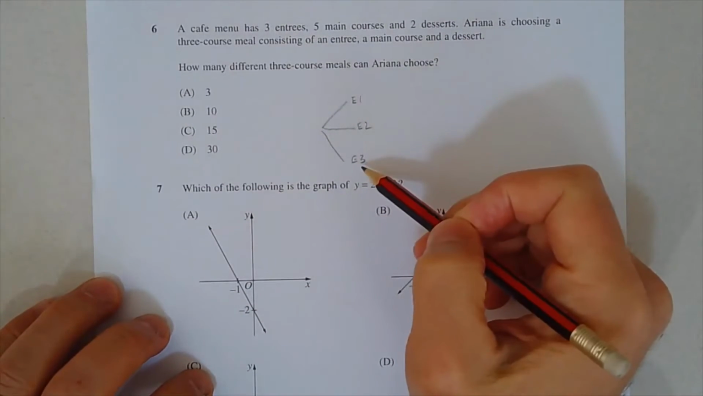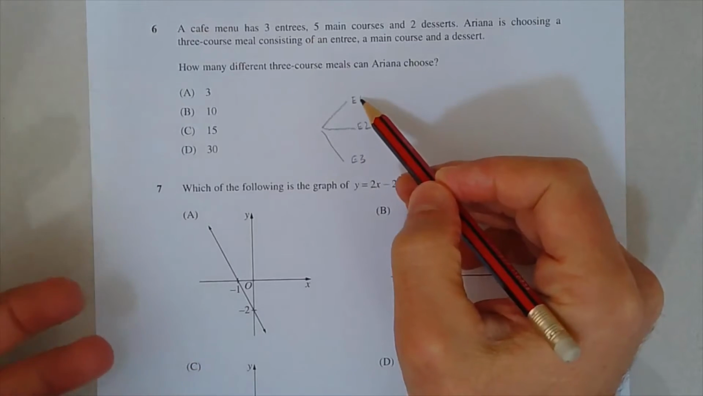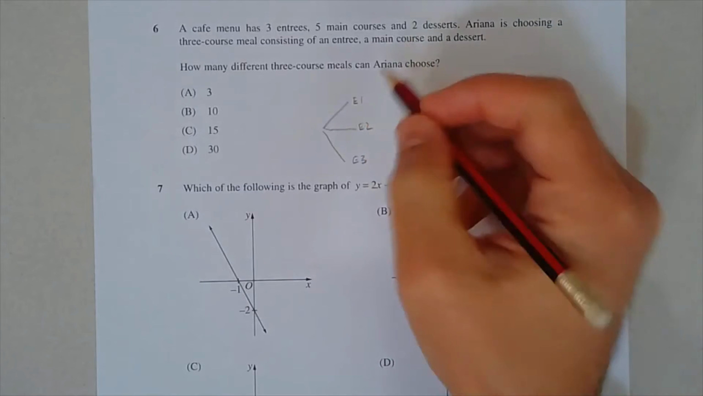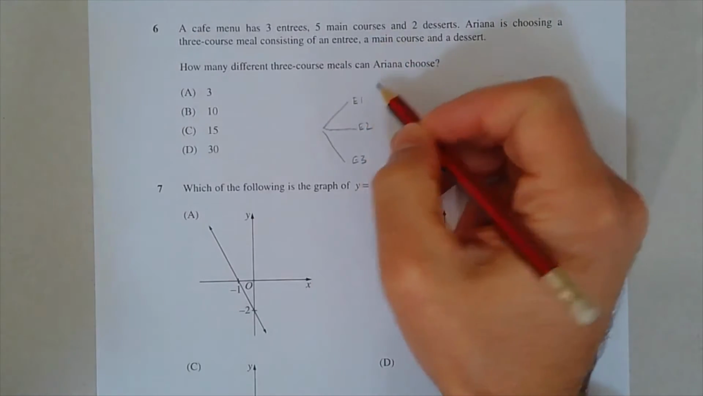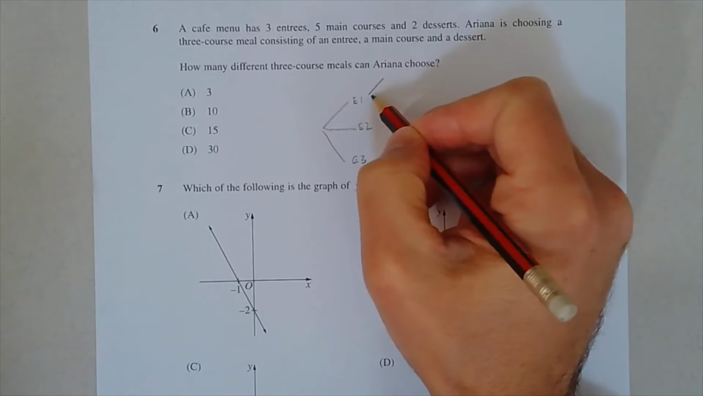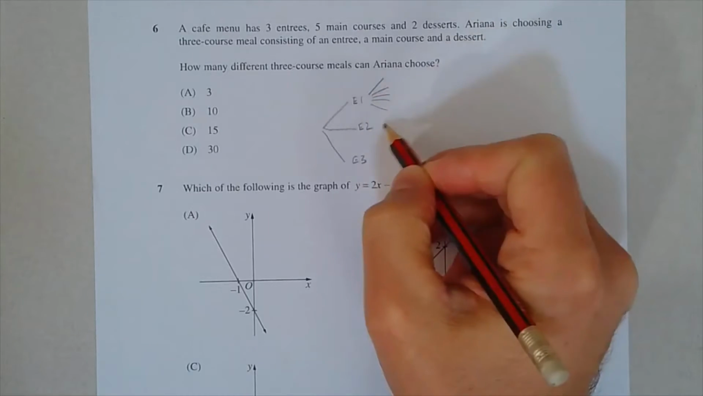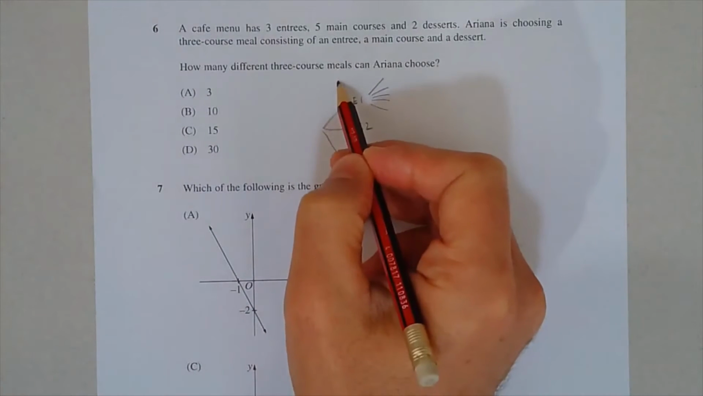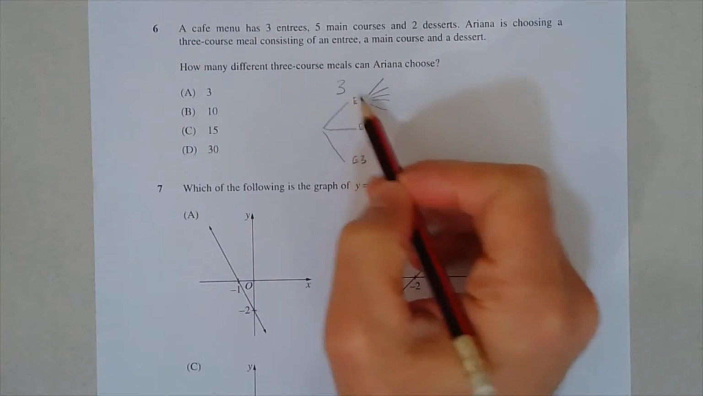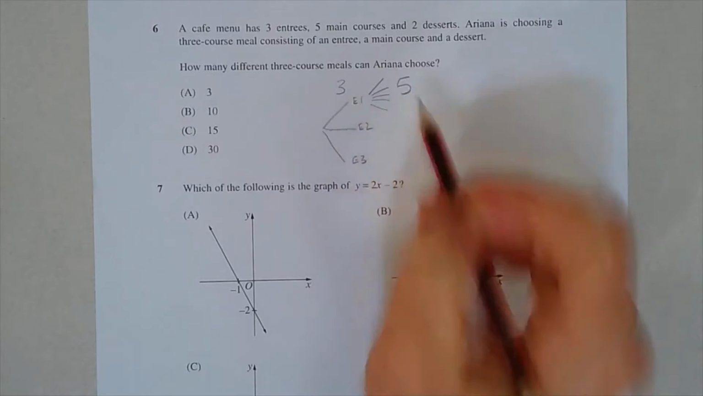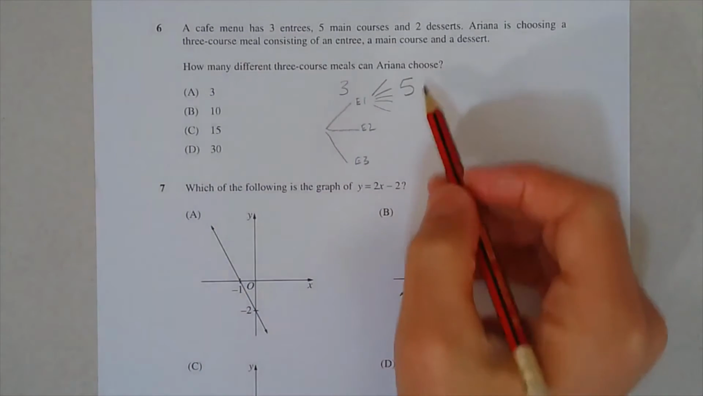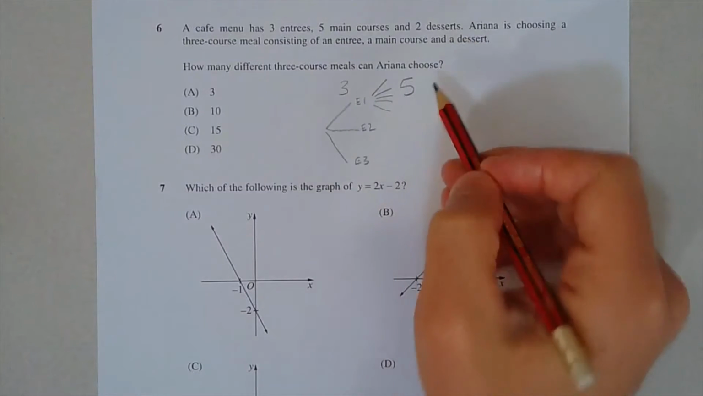So starting off with the entrees, we have a choice of 3, so call them entree 1, entree 2, entree 3. Now for each of the entrees, there are 5 main courses that Ariana can choose from. So 1, 2, 3, 4, 5. And likewise for E2 and also for E3. So we have a choice of 3 there. For each of the entrees, there's a choice of 5 main courses. And for each of the main courses, there are 2 desserts.